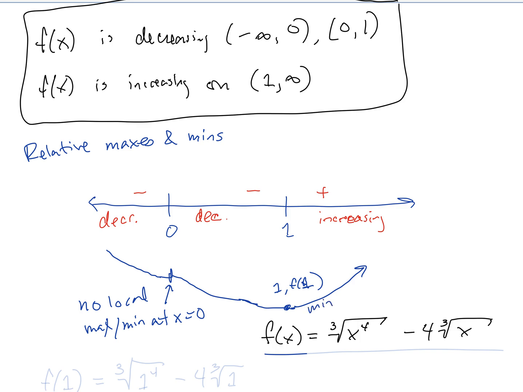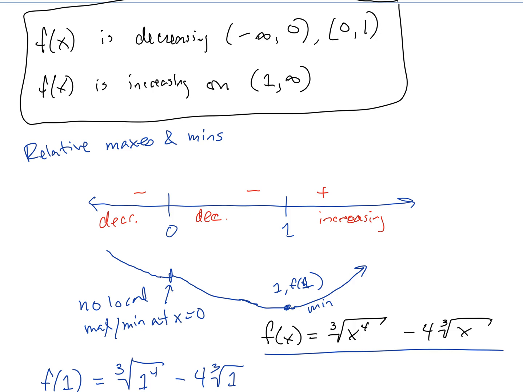So we're going to have a relative min at x equals 1 because the function changes from decreasing to increasing. So let's figure out what that point is. F of 1, now we're plugging into the original function. F of 1 is the cube root of 1 to the 4th minus 4 times the cube root of 1. And so that is 1 minus 4 times 1, that is -3. And so we have that 1 comma -3 is a relative minimum.